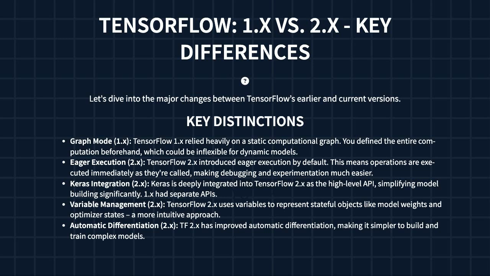Plus, Keras is now built right in, providing a much more user-friendly way to create models. And instead of managing variables separately, 2.x uses variables directly for things like model weights. It just feels more natural. The automatic differentiation also got a significant boost.